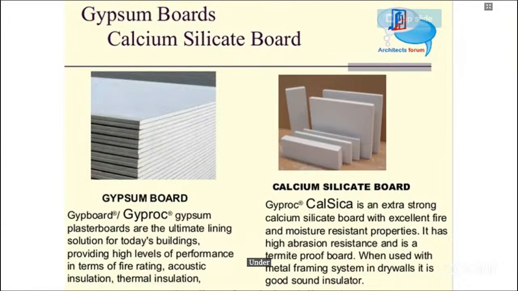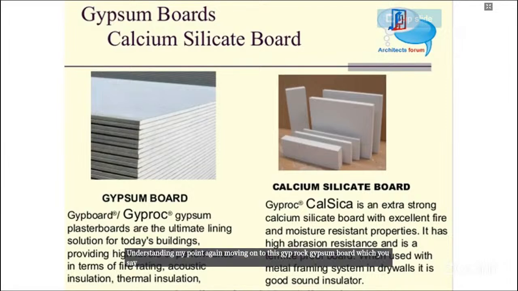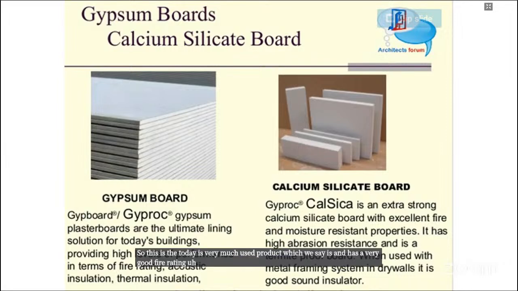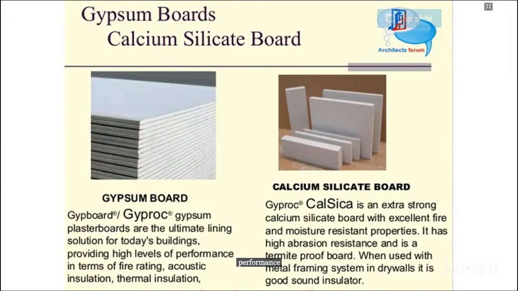Understanding my point. Again, moving on to this gypsum board, which is also used for your partition board. So this is today's very much used product, which has a very good fire rating, a good analytical based performance, good insulation, very good acoustics, and is a thermal insulating material which can be used in winters and summers, both. So this is what the difference is in different types of materials.